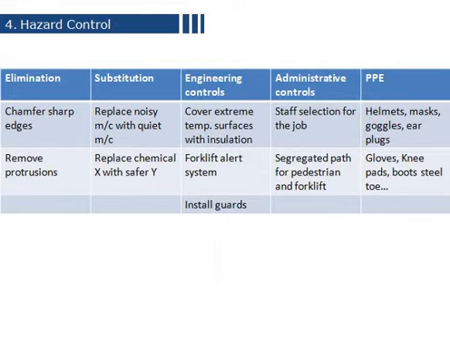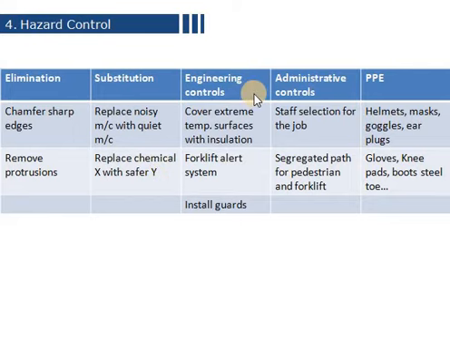Let's explore more examples about different control measures. Regarding elimination, for example, we can chamfer sharp edges or remove protrusions. So when we do this, we are eliminating the hazard itself and eliminating a risk to take place. In substitution, we can replace noisy machines with more quiet machines. So we are substituting the sources of hazards, or replace chemical X with a safer chemical Y.